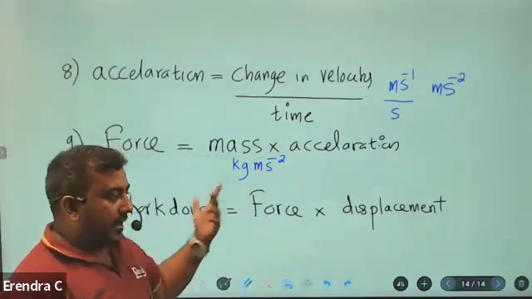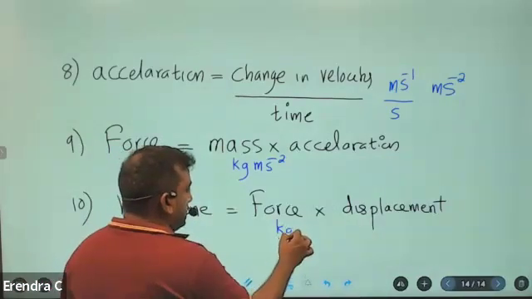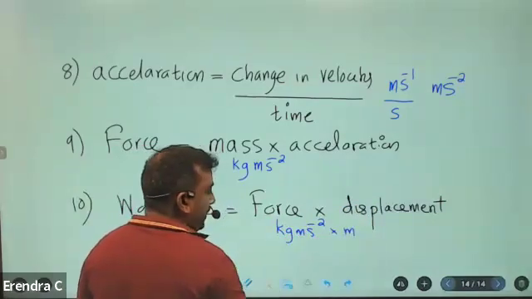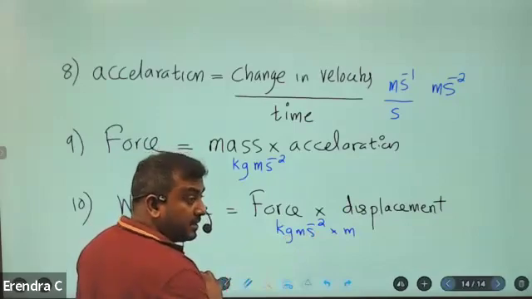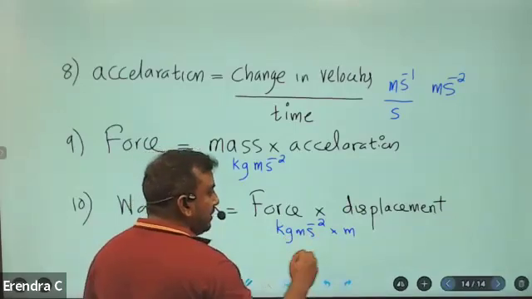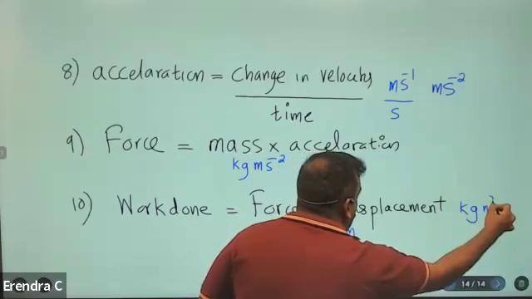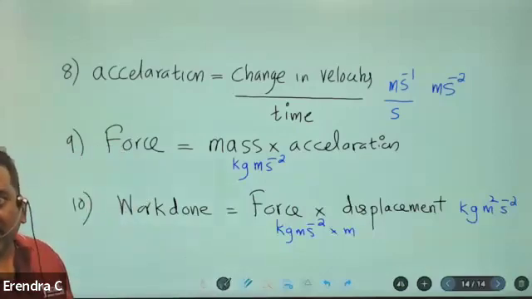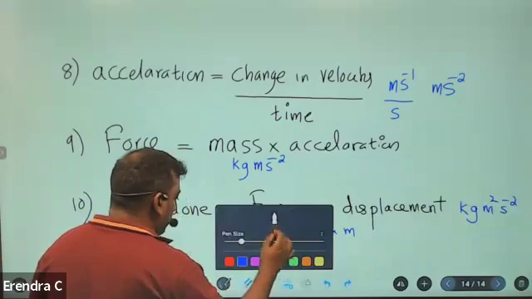Force using fundamental we can find. I'll put the units: kg ms minus 2. Displacement is meters. Quickly look and tell me what's the answer. Meter becomes meter squared. Very good. So what's your unit? kg m squared s minus 2. For now, you just write the basic units. Don't think too much about the rules.